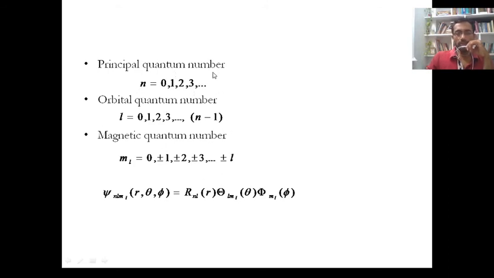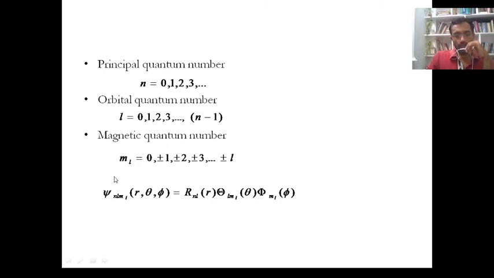So here the principal quantum number, that is one of the quantum numbers, equals 0, 1, 2, 3, etc. These are the possible values of this principal quantum number. And another one is the orbital quantum number. The possible values of this orbital quantum number are 0, 1, 2, 3, etc., to n minus 1. And the third one is the magnetic quantum number. We know that the magnetic quantum number will have the value 0, plus or minus 1, plus or minus 2, plus or minus 3, etc., to plus or minus L. So these are the 3 quantum numbers that we are getting from the Schrodinger equation of the hydrogen atom.